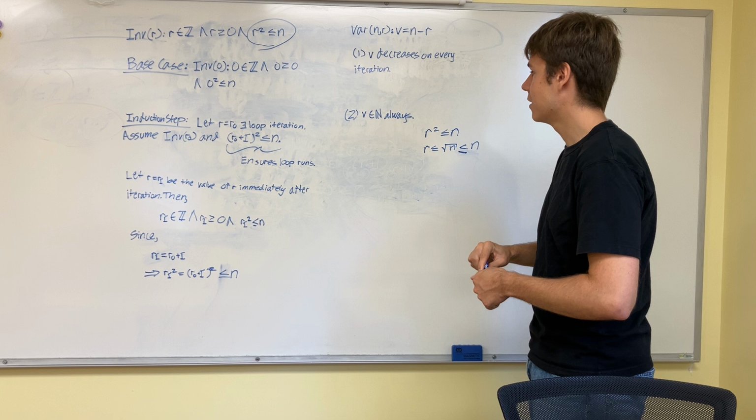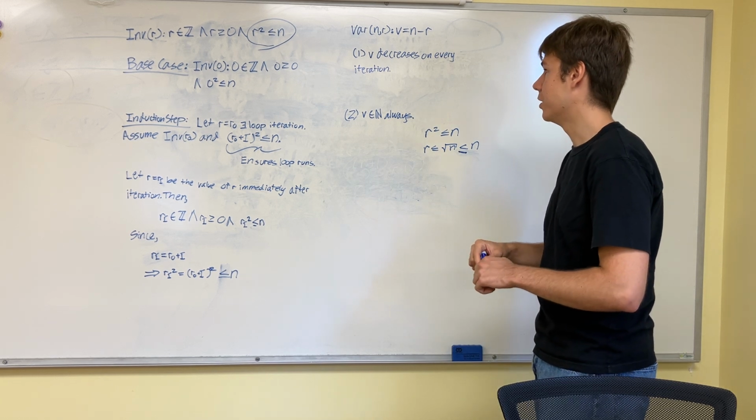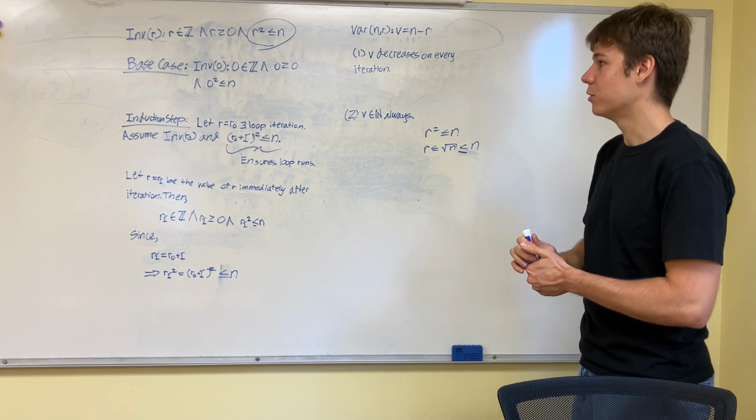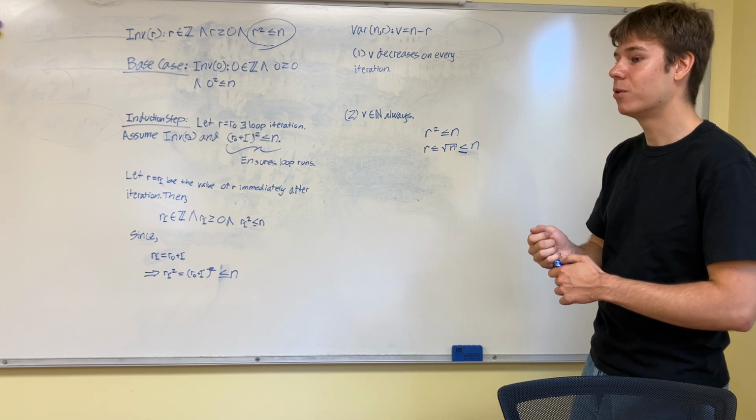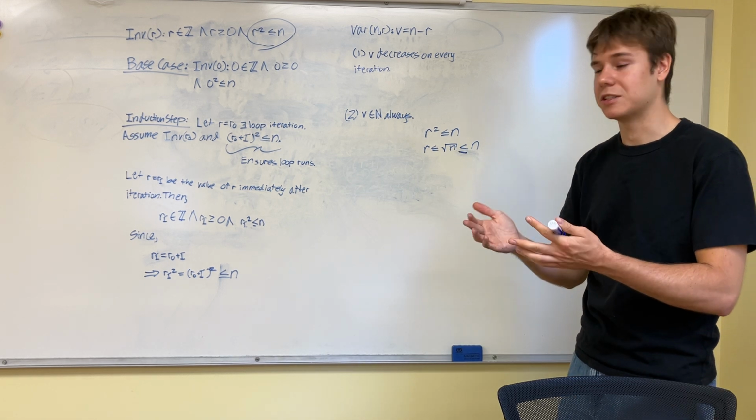So since our variant is bounded below and is always decreasing, we know that the loop must terminate, and therefore our program will terminate because all of our other steps are simple.